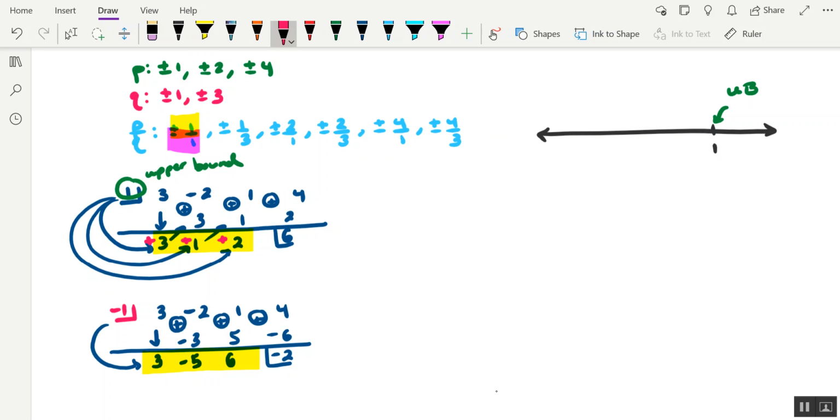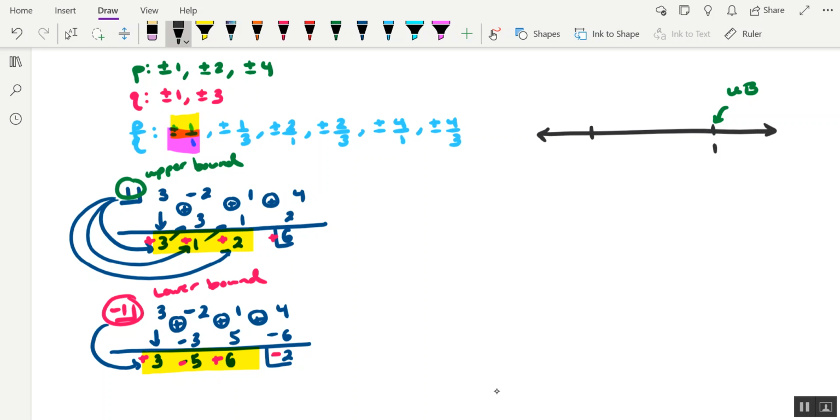Now check this out. We start out with positive 3, negative 5, and positive 6. Our remainder is negative 2. Which, by the way, if you look at our remainder from using x equals positive 1, it was positive as well. But taking a look at our resulting coefficients and remainder with negative 1, we can see that the signs alternate, meaning that negative 1 is a lower bound.